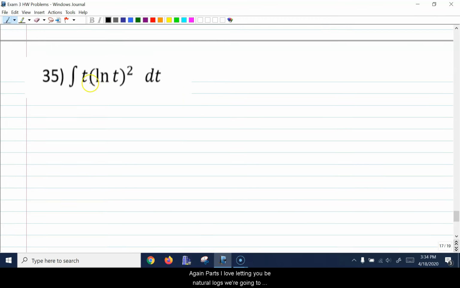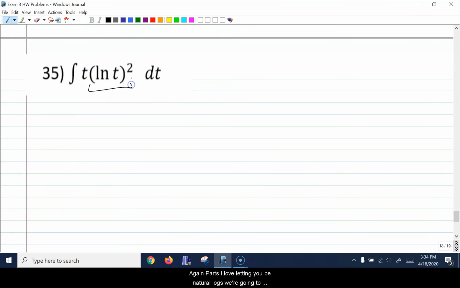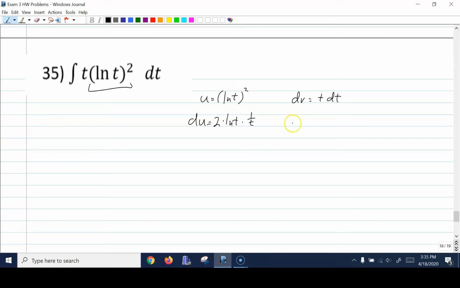Again, parts. I love letting u be natural log, so we're going to let u be the natural log t squared. dv will be everything else, t dt. du is the derivative of this. Chain rule says the derivative of something squared is 2 times something times the derivative of the inside. v is the integral of that, which is half t squared. You should have a dt on u.